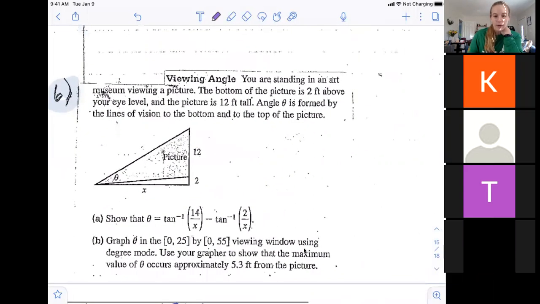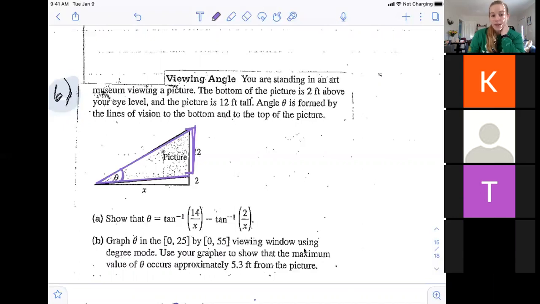We're talking about a viewing angle. So it says we're standing in an art museum to view a picture. And the picture is 12 feet tall and the bottom of the picture is 2 feet above our eye level. So the angle that we're looking at is this angle right here. So kind of like from the bottom of the picture to the top of the picture. So from the bottom of the picture, like here at 2, all the way up to the top of the picture is the angle I'm looking at.